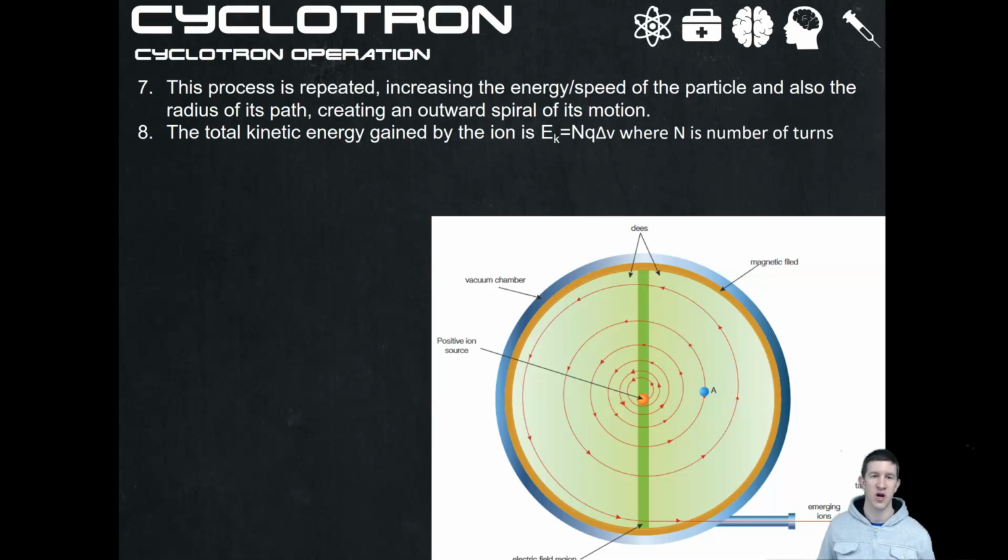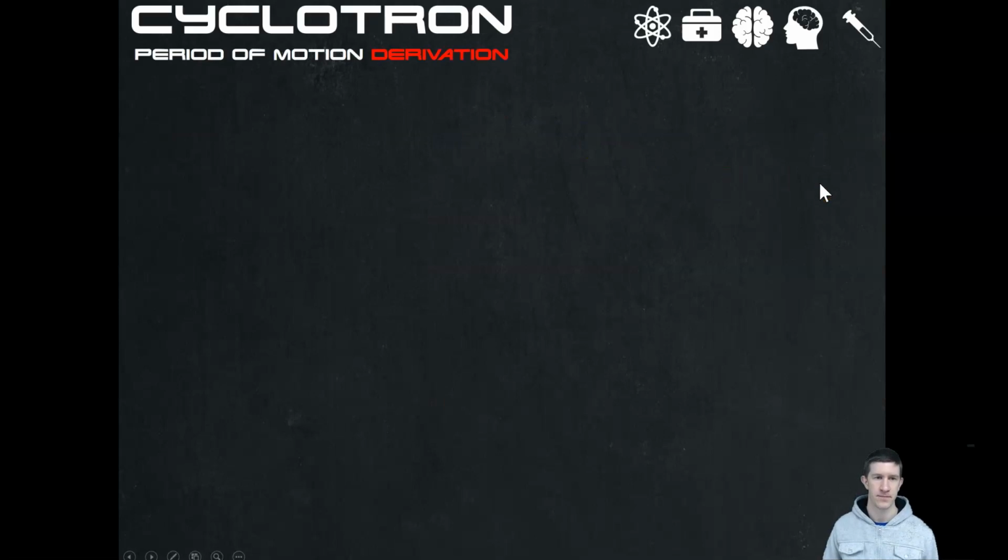We can say that the total kinetic energy gained is n, which is our number of turns, times the QΔV. So if kinetic energy was the work done on it, the work done is QΔV multiplied by how many times that work is being done, and it's done every single turn. So kinetic energy in total is equal to nQΔV inside a cyclotron.